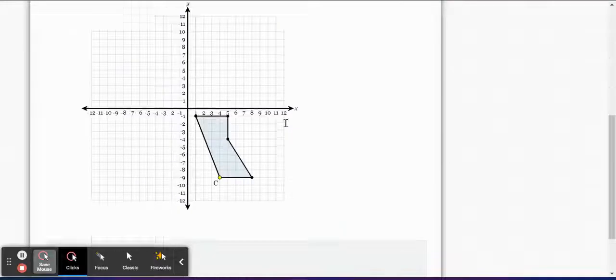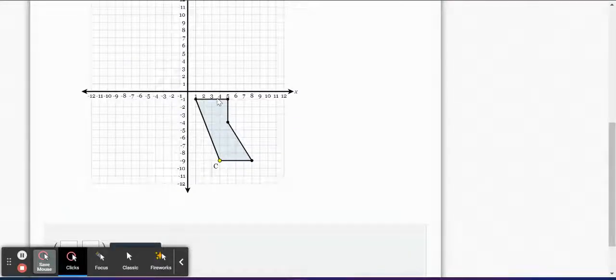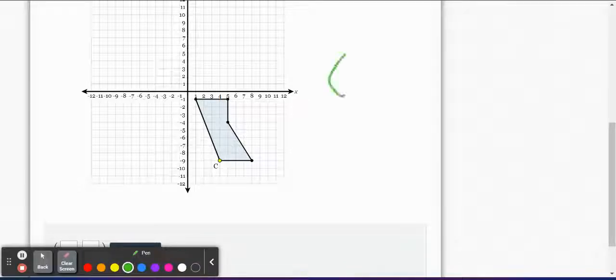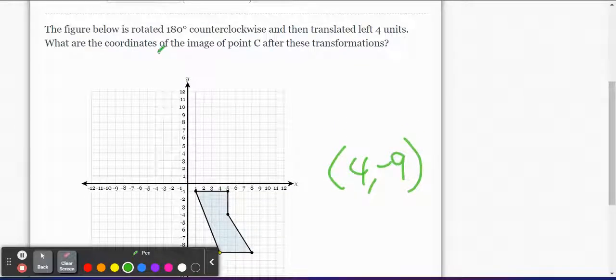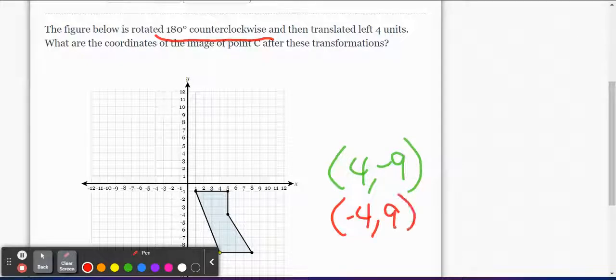All right, let's take a look at another one. These are only going to be rigid motions. I'll throw in some dilations in a minute. All right, what's this point? (4, -9). Okay, so rotated 180 degrees counterclockwise. I don't think that they're going to have any 90 degrees. So I'm going to change it to (-4, 9). That's what happens when you rotate 180 degrees. The signs change. Positive becomes negative, negative becomes positive.